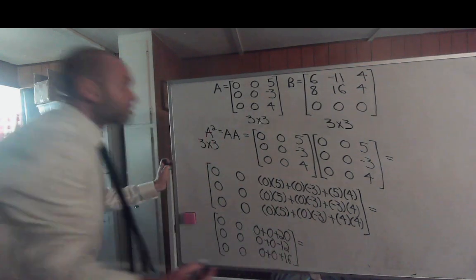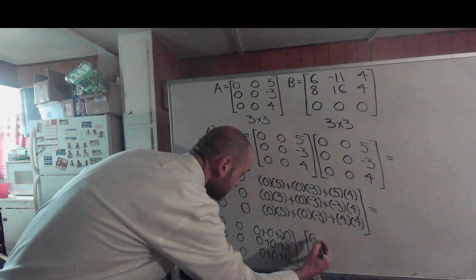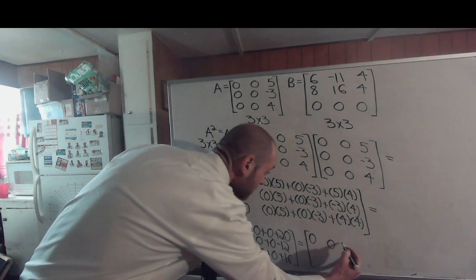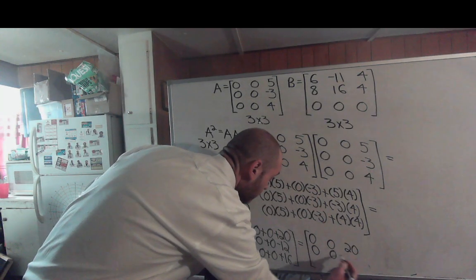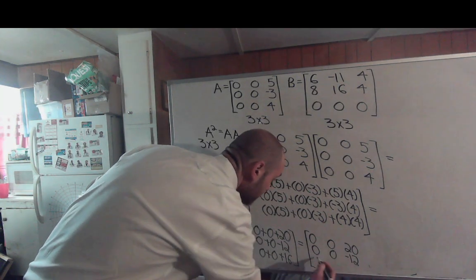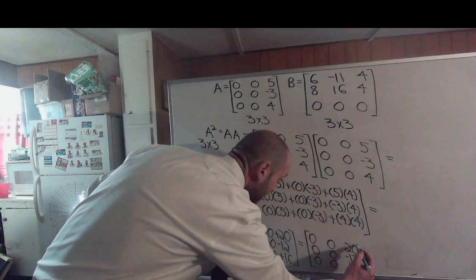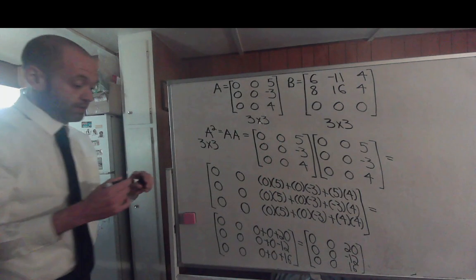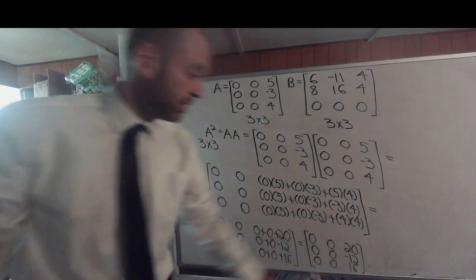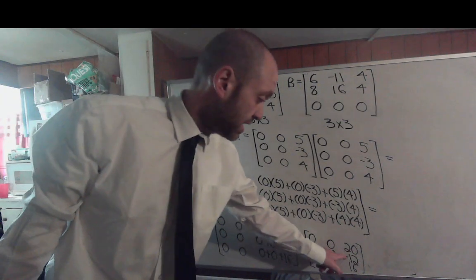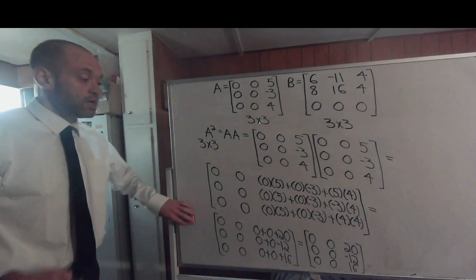giving you the final result for A squared should end up being 0, 0, 20, 0, 0, negative 12, 0, 0, 16. So matrix A squared is going to be 0, 0, 20, 0, 0, negative 12, 0, 0, 16. Alright.